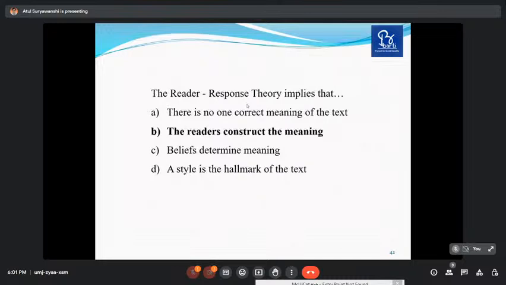The next question is reader response theory. What does this theory imply? The theory implies that the readers construct the meaning. As Roland Barthes says very clearly, the death of the author is at the cost of the birth of the reader. When a writer writes something, he dies mentally, morally for that book, and the readers decide the standard of that particular book. So readers construct the meaning. This is the reader response theory of Roland Barthes.